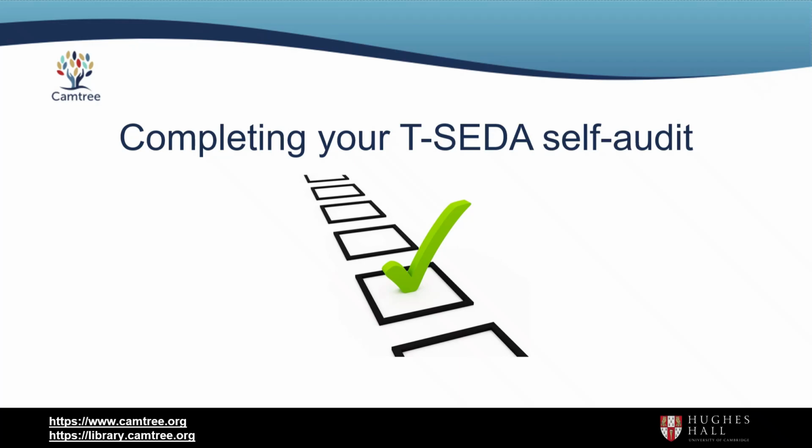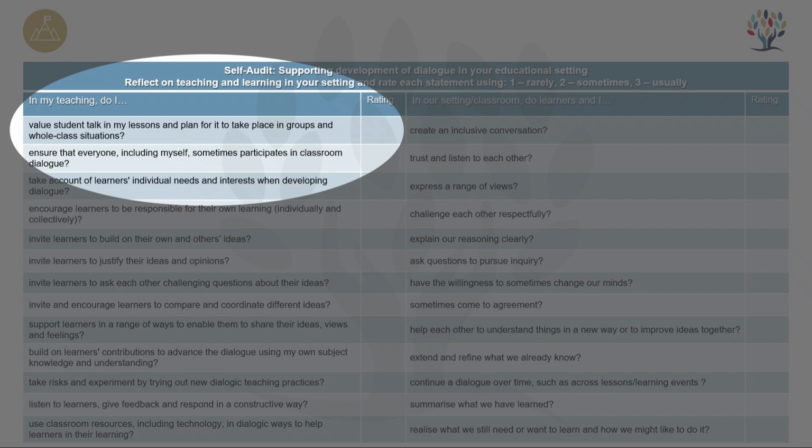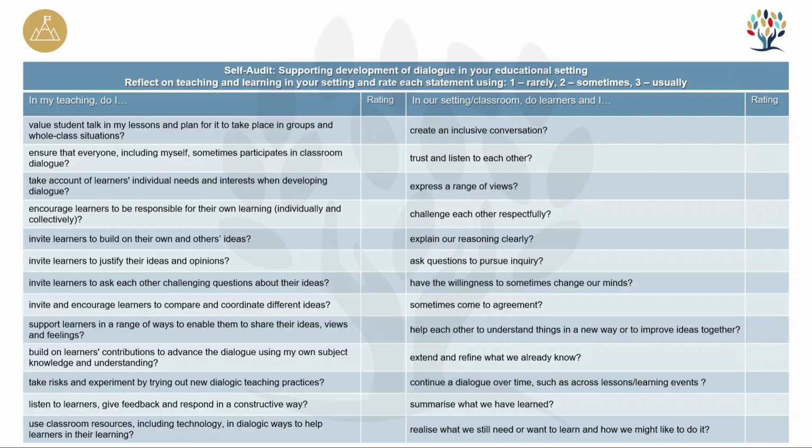Completing your TSEDA self-audit. The self-audit is your first tool in TSEDA, and it helps you to think about your current educational dialogue practice. You'll see some statements asking you to think about what dialogue looks like in your setting at the moment. On the left-hand side of the screen, there are some statements asking about what you do in your practice at the moment, and on the right, you'll see some statements which are around your setting's dialogue culture.